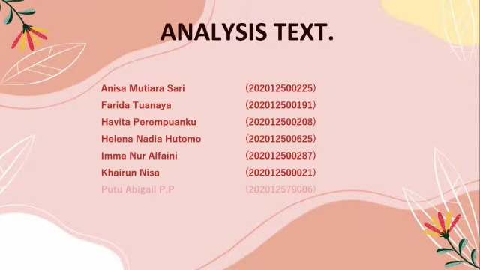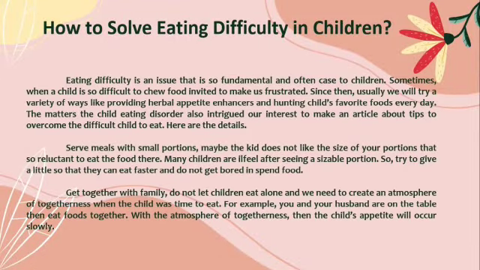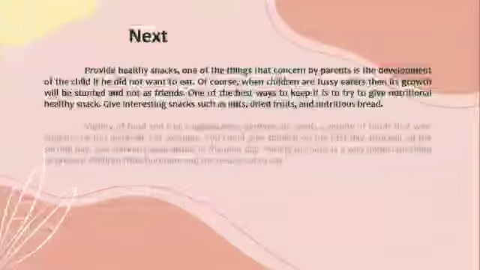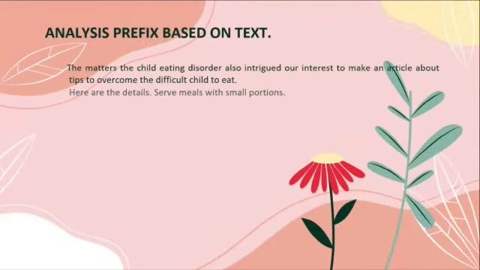We are going to explain about analysis text. The title of the text is How to Solve Eating Difficulty in Children. Analyzes prefix based on the text. The matter of child eating disorder also intrigued our interest to make an article about tips to overcome the difficulty of a child to eat. Here are the details.